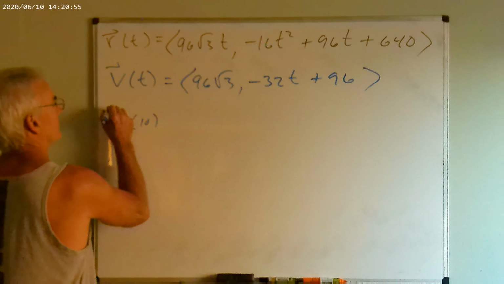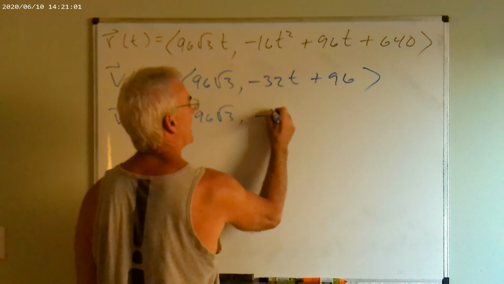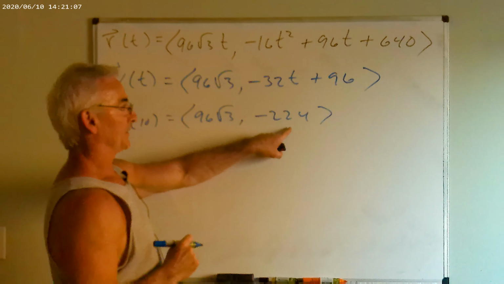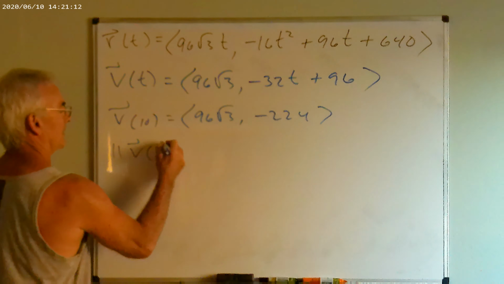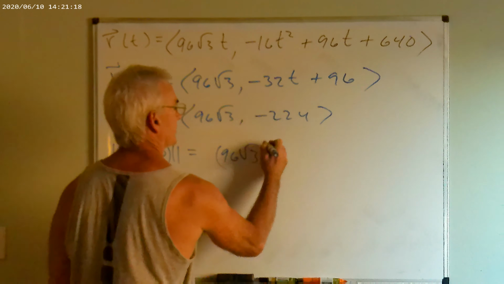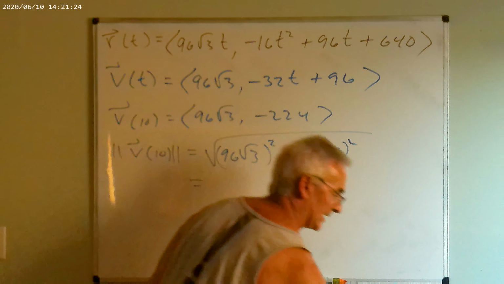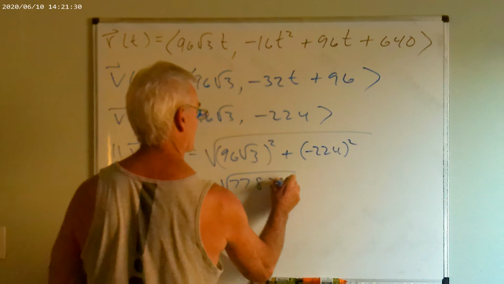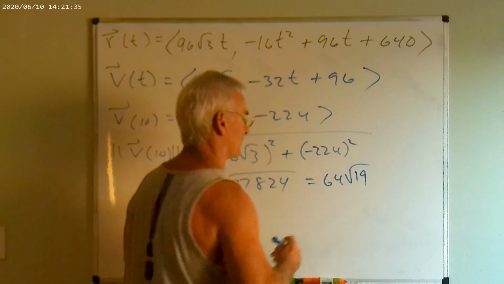V of 10 would be 96 root 3. If I replace t with 10, I'll get negative 224. This indicates that I was going down before I hit the ground. So I have a tremendous downward value right there. And now finally, we want the length of this vector, which would be the square of this plus the square of this under the square root. And that equals, that's exactly the square root of 77,824. These are integer values, which reduces beautifully to 64 root 19.